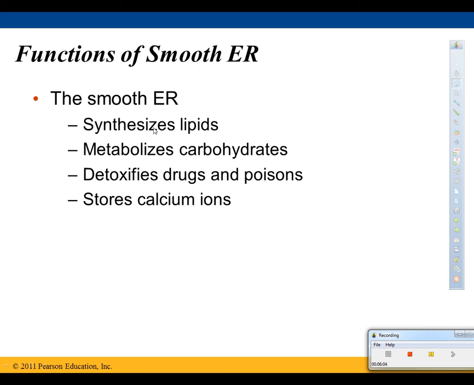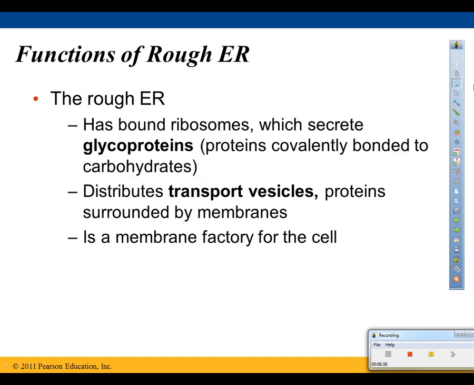You don't have to have all of these necessarily, but you do need to remember them, but pick one to represent for your cell model. Rough ER has ribosomes, and they secrete glycoproteins. So proteins covalently bonded, so glyco, so carbohydrates and proteins. They distribute vesicles, and these vesicles really have proteins around. So these are really releasing things, and then those things are going to go to the cell membrane and actually get released. So this is the membrane factory for the cell, the rough ER.